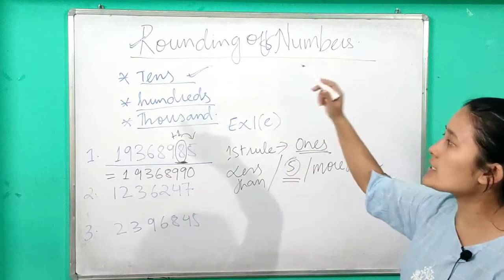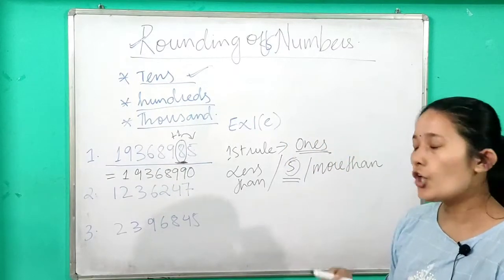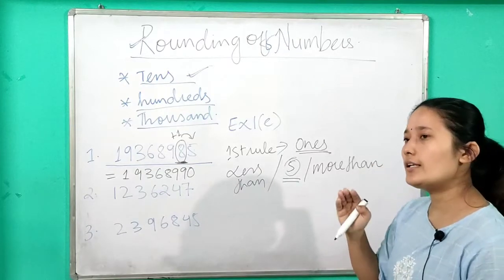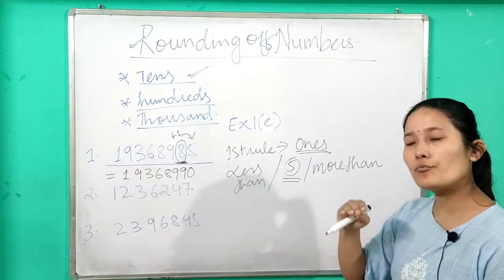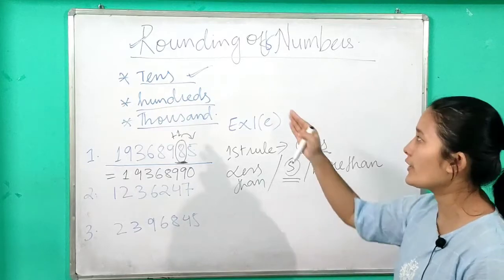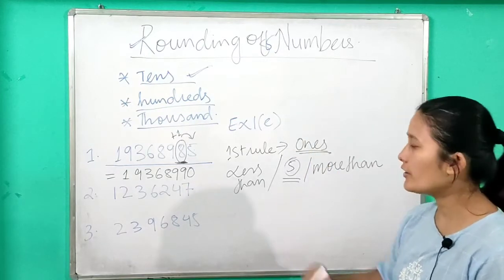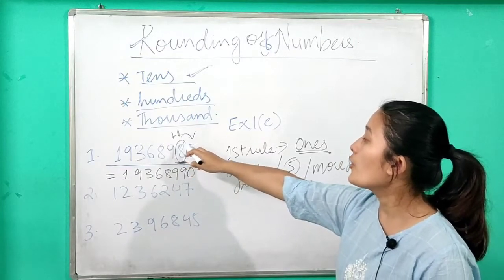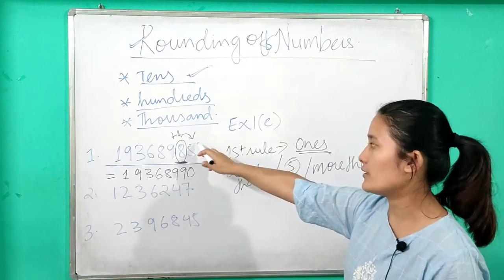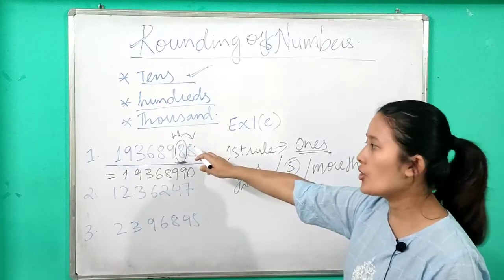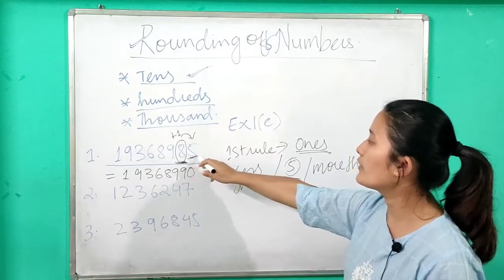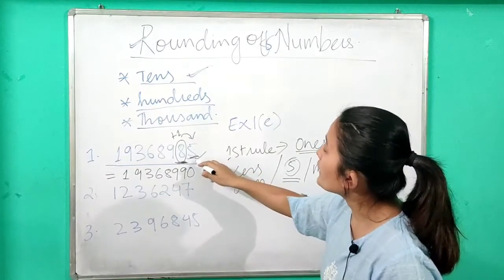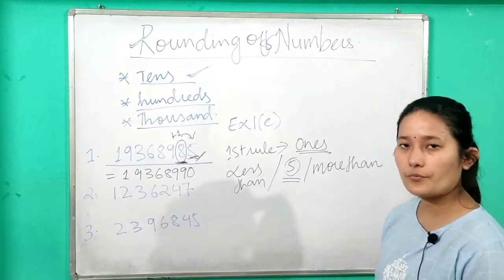Let that be for tens, hundreds or thousands, you will first look at the number in the place value before that particular number you are trying to round off. Here since we are rounding off tens, you have to look at the number position before that. What is before that? You have 5. So you look at the number in that place value.